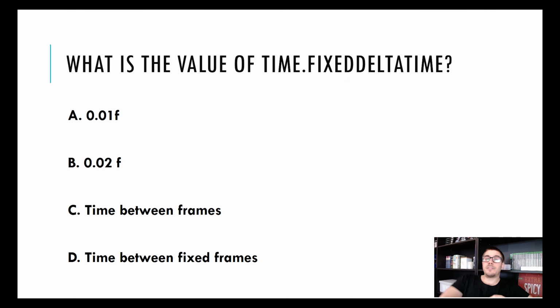Next, what is the value of Time.fixedDeltaTime? 0.01, 0.02, time between frames, or time between fixed frames? I think this is an easier one, and if you have chosen D, time between fixed frames, then you are correct. In our case, Time.fixedDeltaTime equals 0.02f, but we can change that. If you remember from the last lectures, we can change that, and the correct answer is time between fixed frames. We can put that to 0.01, we can put that to 1 second, whatever we want.